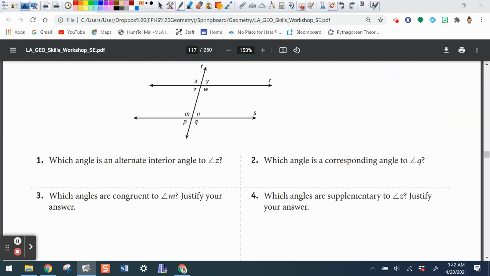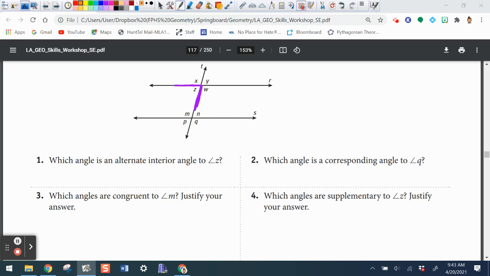So let's figure out where angle Z is in our diagram. Here is angle Z, an acute angle. We already established that unless these are 90-degree angles, which they did not tell us, angle Z is going to be supplementary to obtuse angles. So let's figure out which obtuse angles it has to be supplementary to.